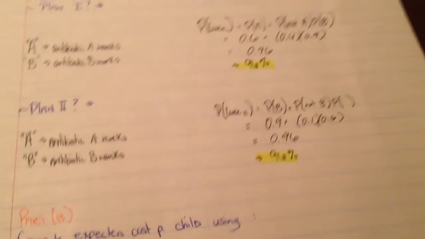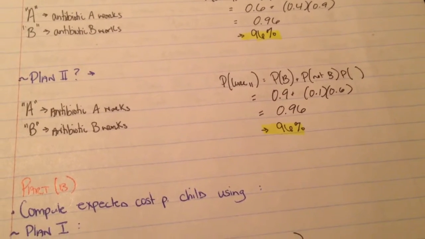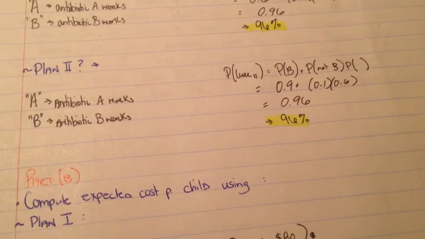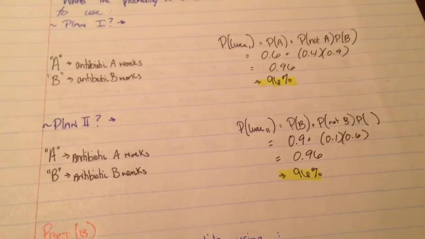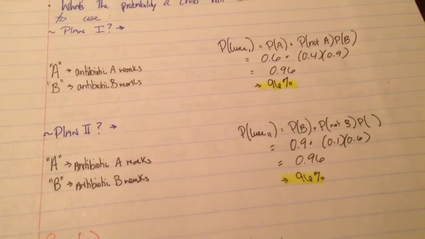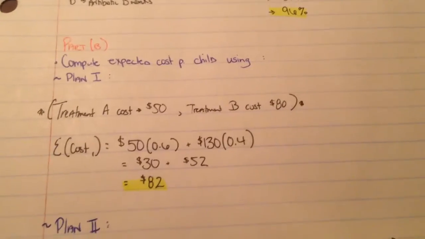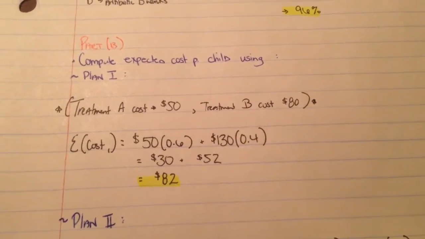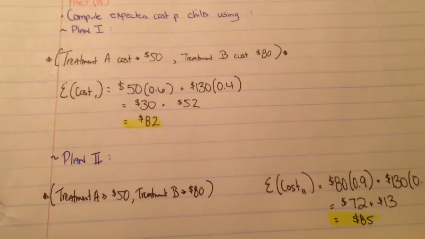And I did the same thing for plan 2, but just changed up the A and B's. And actually, when you figure all this out and put it into the formula, it turns out to be 0.96 as well. So both plan 1 and plan 2 have a 96% probability that a child will be cured if chosen. So moving on to part B of this question, it wants you to compute the expected cost per child using plan 1 or 2.